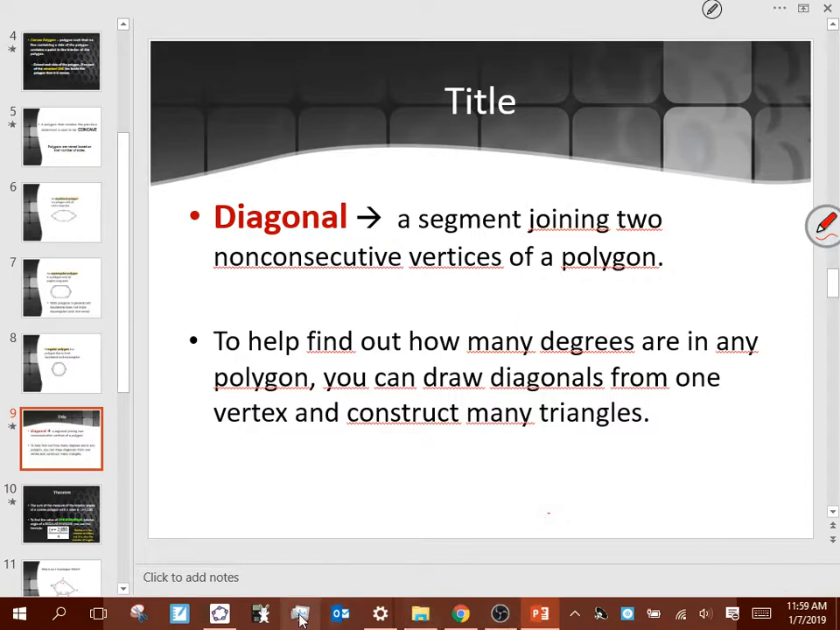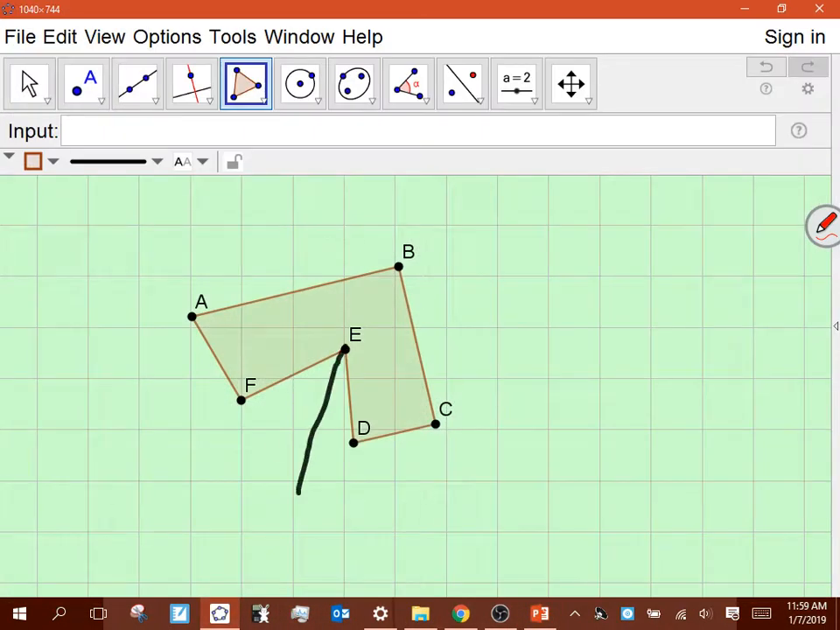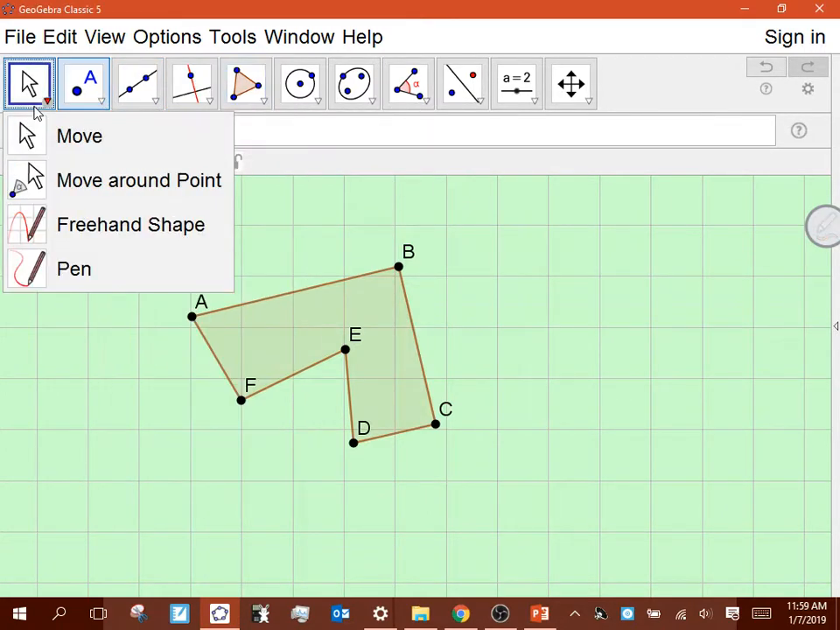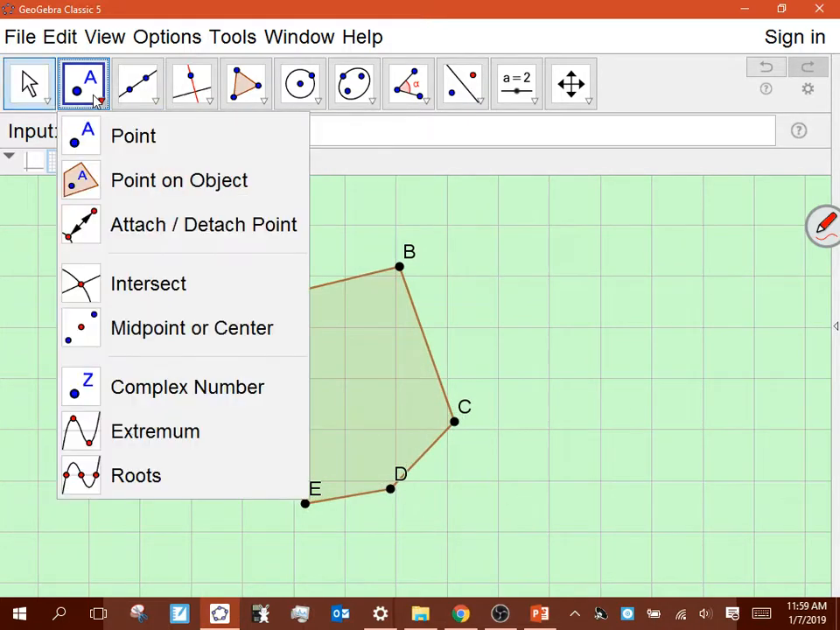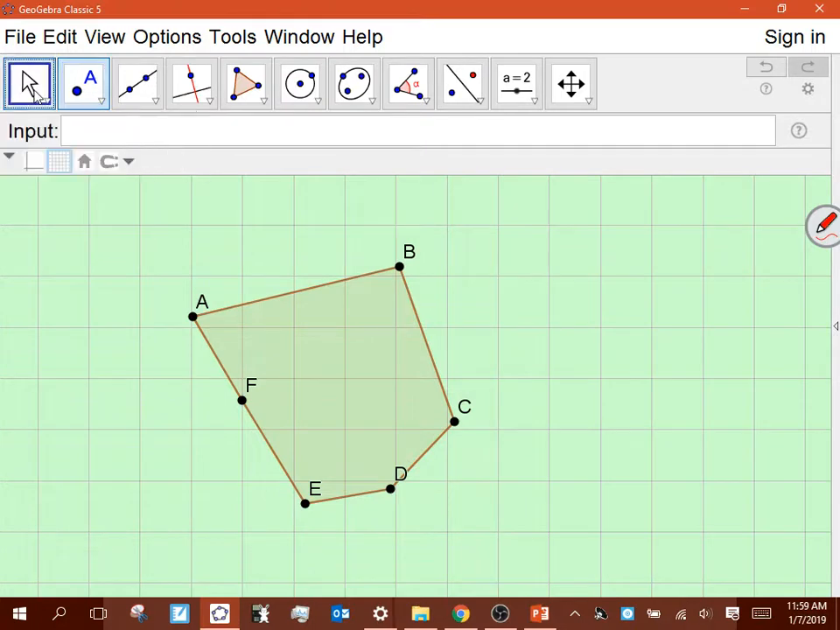So if I look at this hexagon here, and I look at point A, give me a point that is consecutive to A. B. Give me the other one. F. B and F are consecutive, right? So I cannot draw a diagonal to them. If I go from A to B, the only way I can do that is to draw a segment of that figure, so it's already a defined segment of my shape.